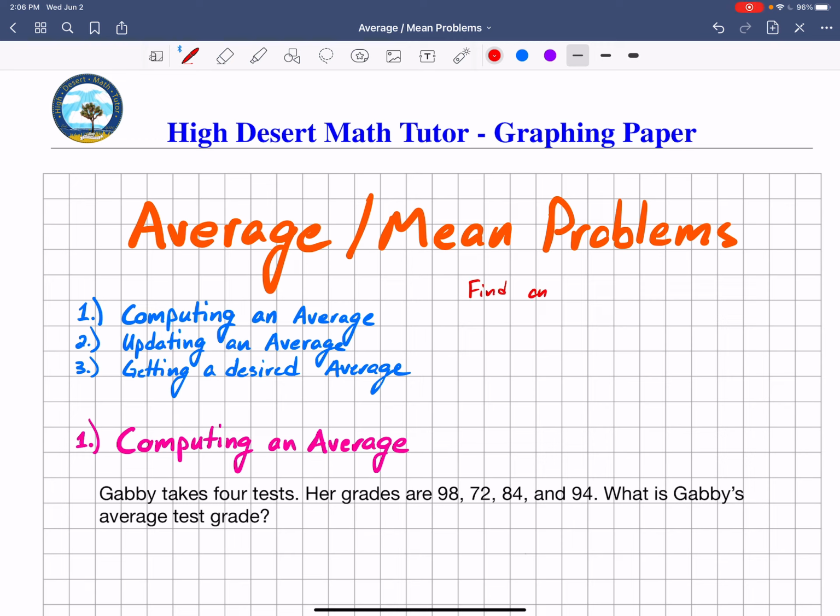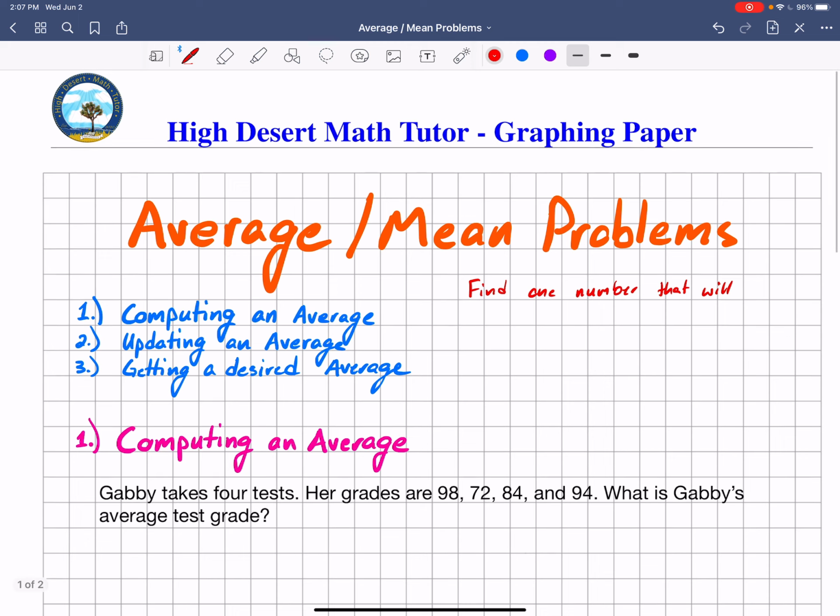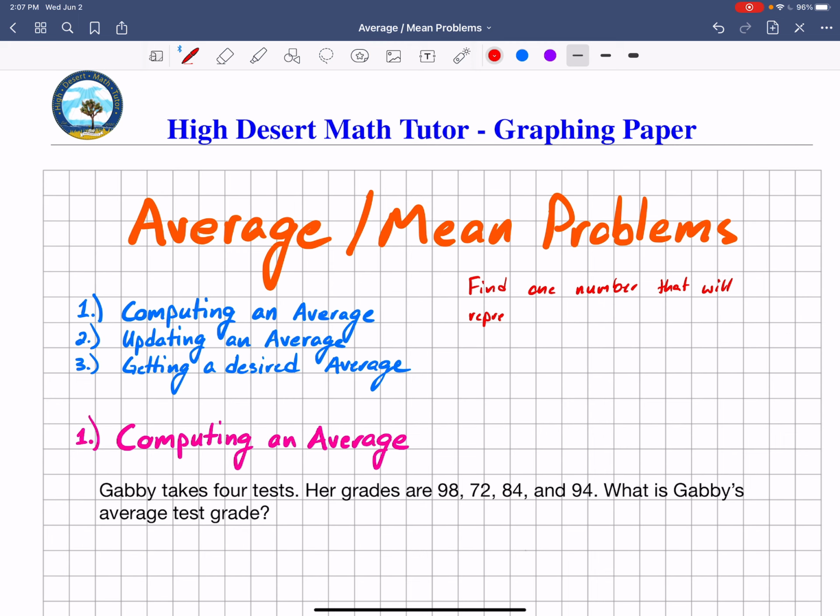Find one number that will represent the middle of all the numbers you have to work with. So find one number that will represent the middle of all other given numbers. So that's what a mean or an average is. It's a number that represents the middle.